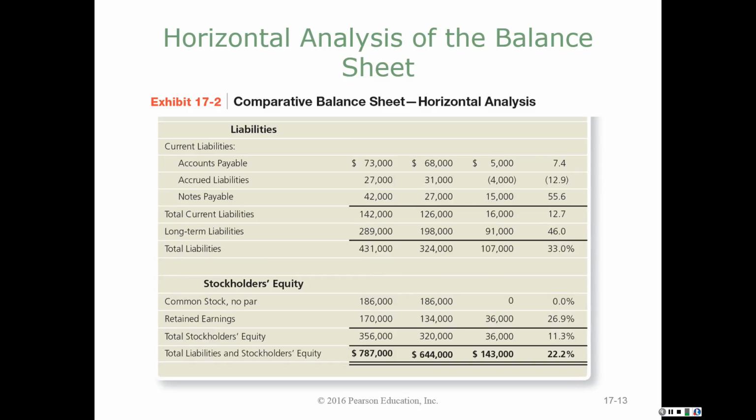We see the same thing in the liability and stockholders' equity section. We're simply taking year 2 minus year 1 to come up with a change, and then we divide that change, for example 5,000, by the primary or base year to get the percentage. Very easy. We can set this up in Excel and see these calculations very quickly.